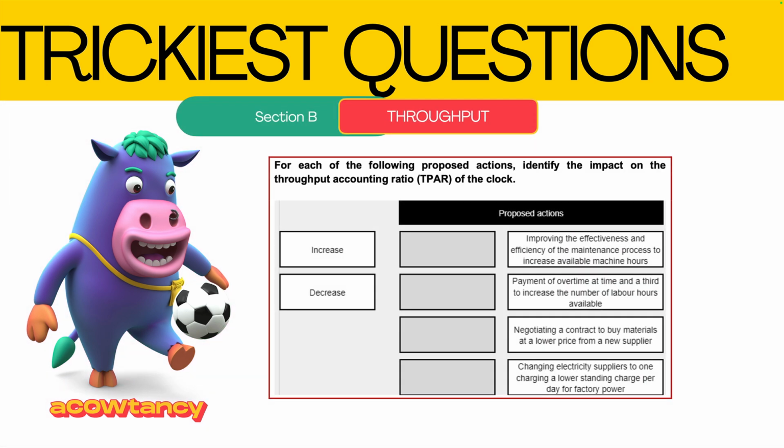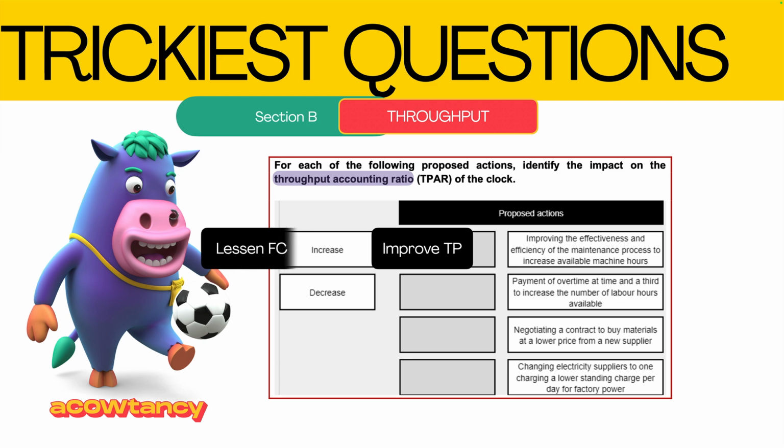Okay, let's have a look at a question about the throughput accounting ratio. I want you to know that if you improve your throughput per hour, your sales less material cost per hour, you will increase this ratio. If you lessen your factory cost per hour, you will increase that ratio. Okay, and obviously the opposite for a decrease.